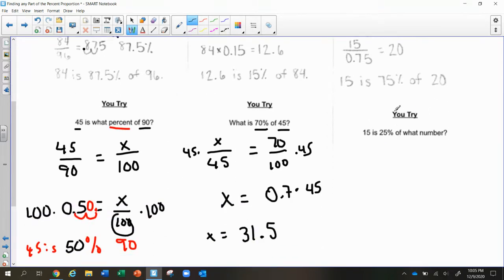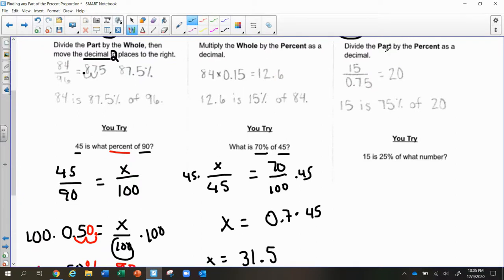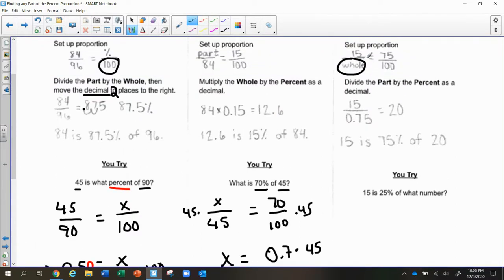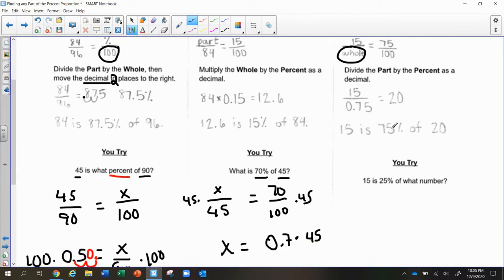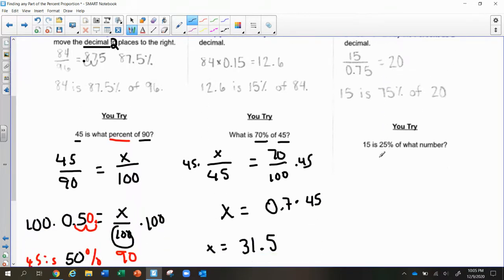So divide the part by the percent as a decimal. It's actually pretty simple as that. So divide the part, which is 15, by the percent as a decimal. I still like to set up the percent proportion so we can make sure that we have the correct percent as the decimal. Some people didn't do this correctly.